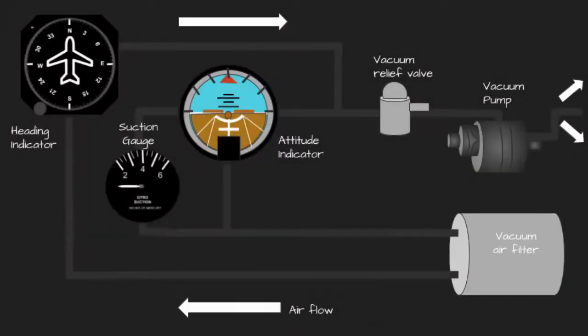In the vacuum driven instruments, air is driven through a filter and then through the instruments to spin the gyros extremely fast. It's important that there's enough air suction to spin the gyroscopes fast enough to get an accurate reading. This is displayed for the pilot on a suction gauge. The average reading should be between 4.5 and 5.5 inches of mercury.